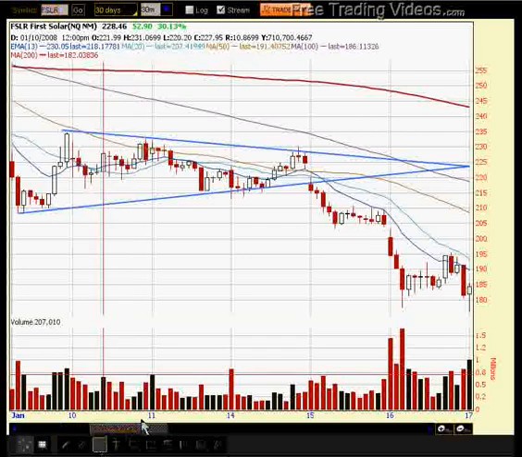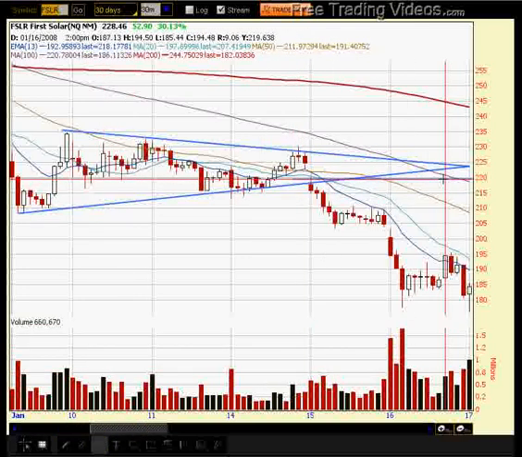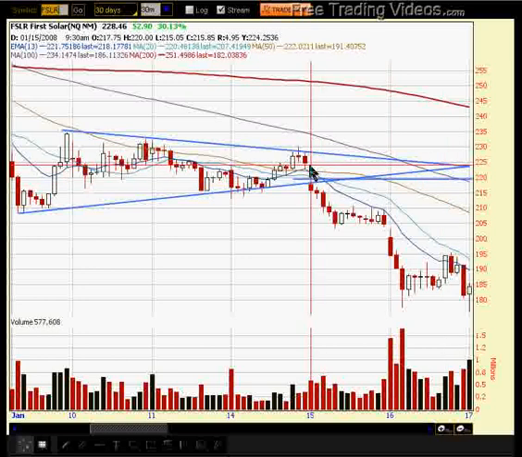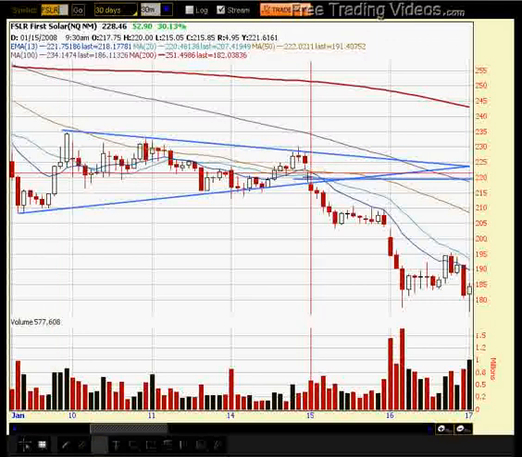So I put a line in here, round number of 220. There's also a gap, completely filled would be up here. So the 225 area would also be troublesome for this stock. So I can put a line in that area as well.